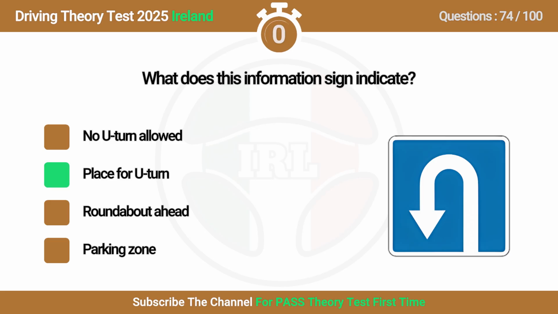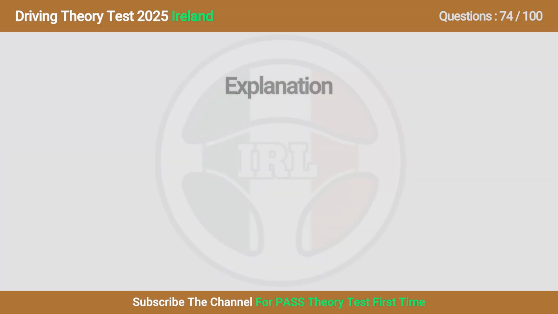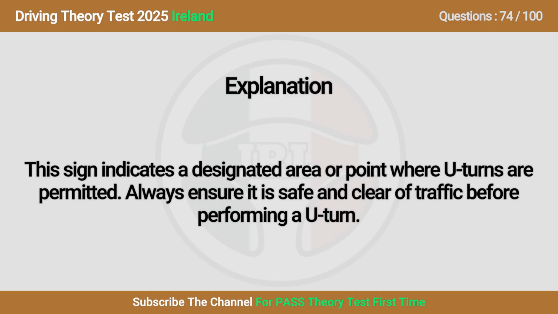Answer is B. Place for U-turn. This sign indicates an area or point where U-turns are permitted. Always ensure it is safe and clear of traffic before performing a U-turn.